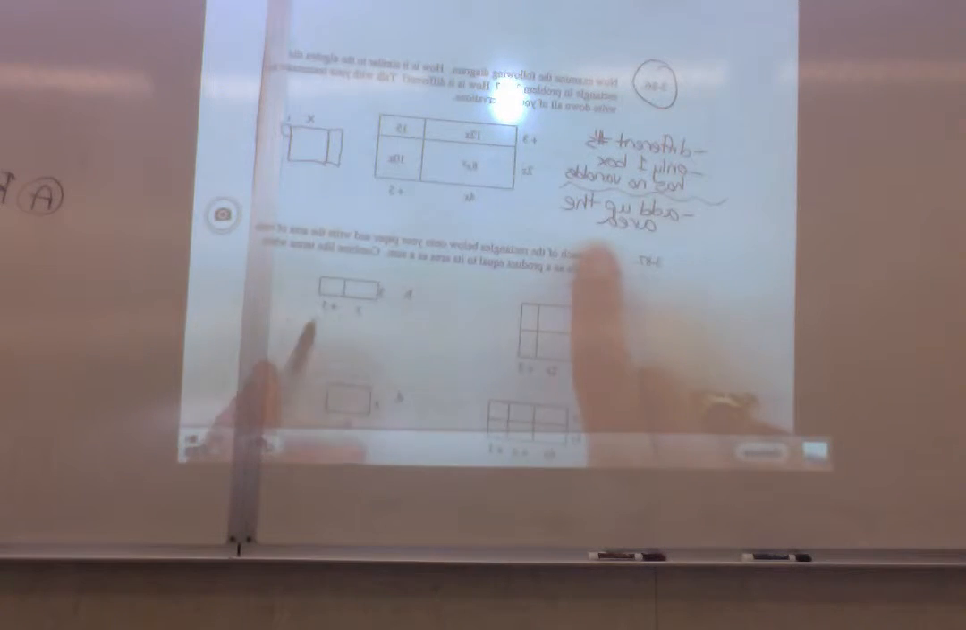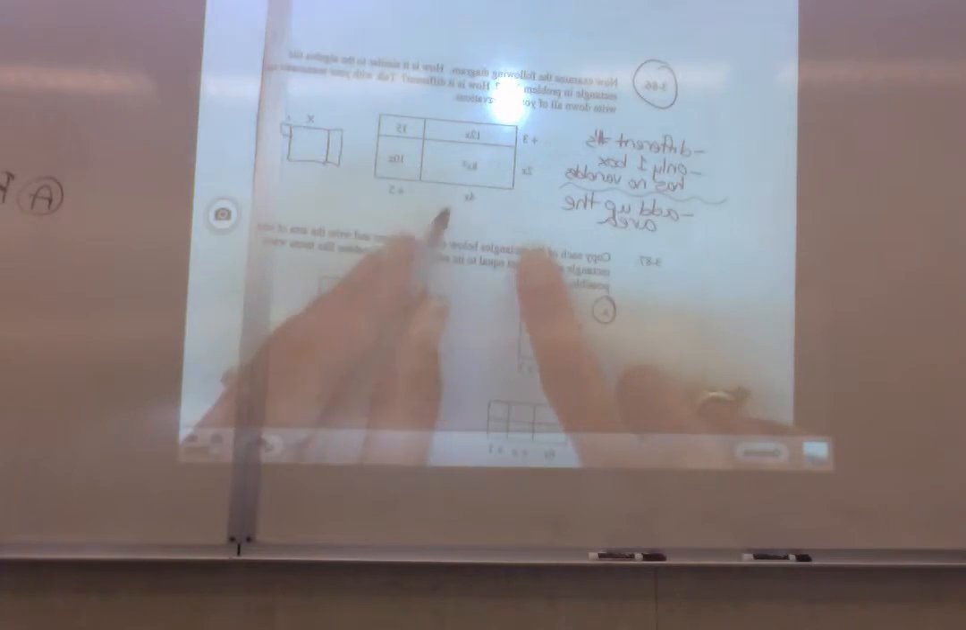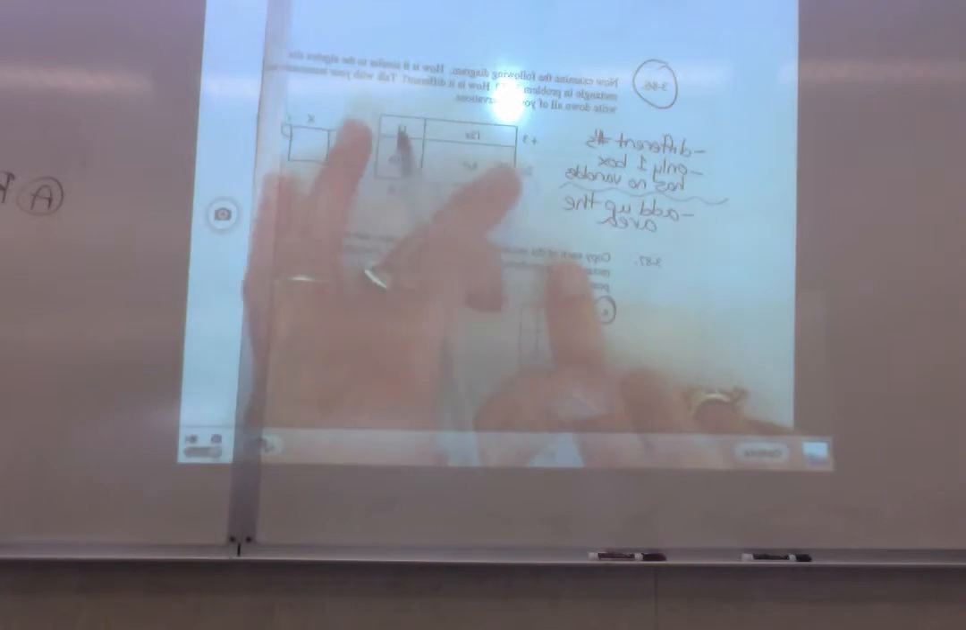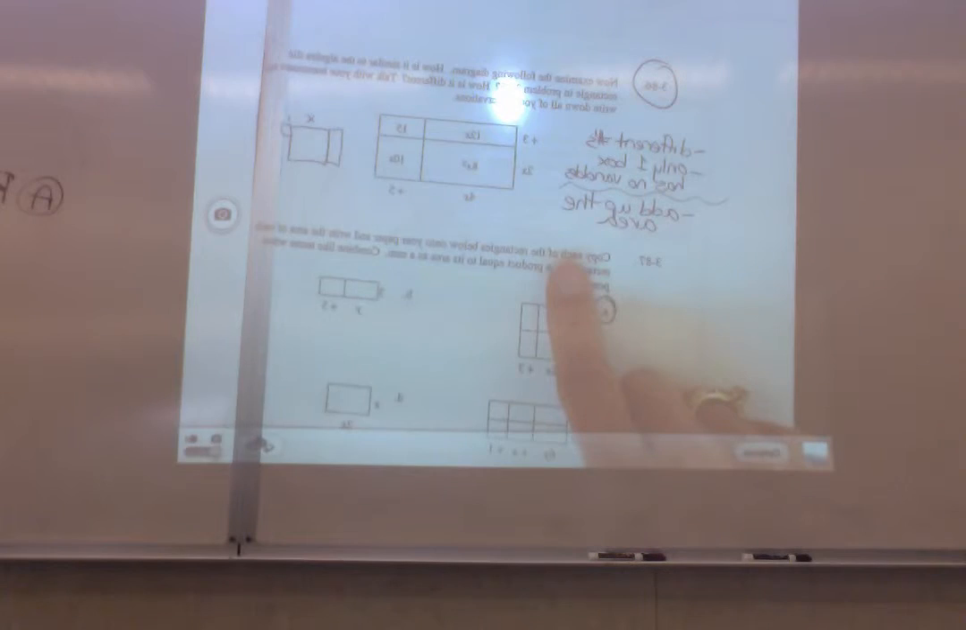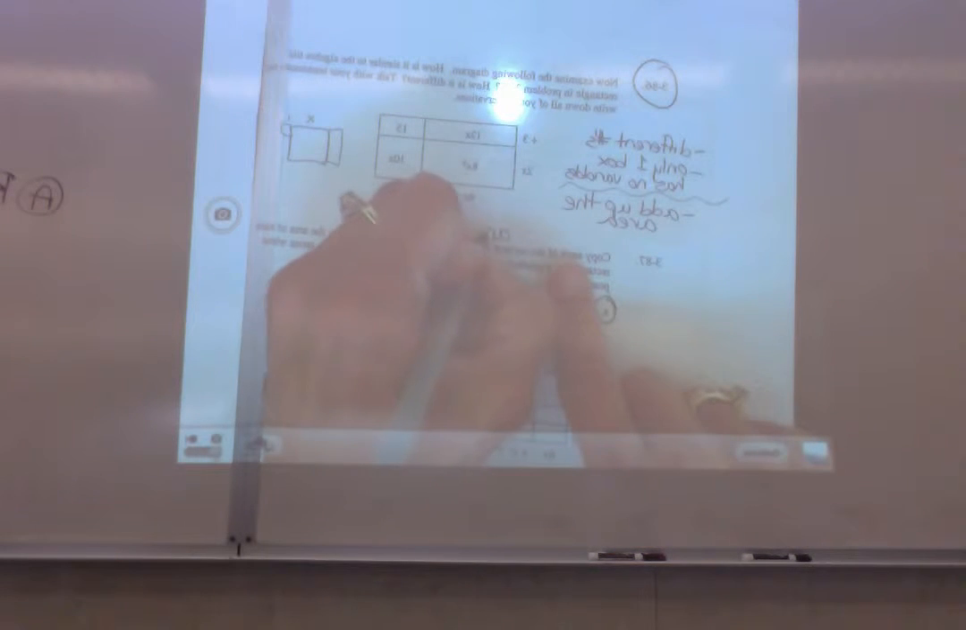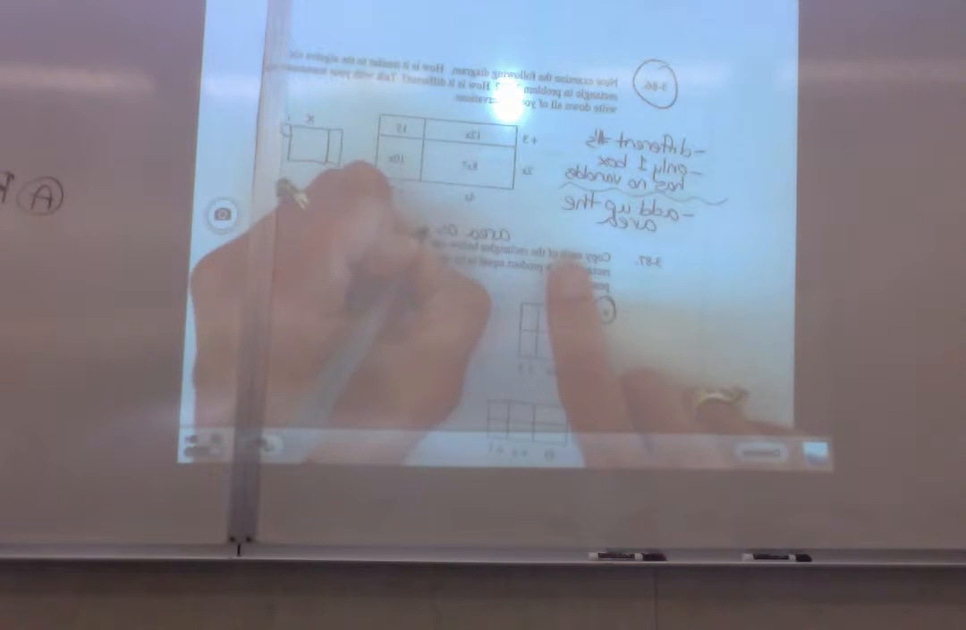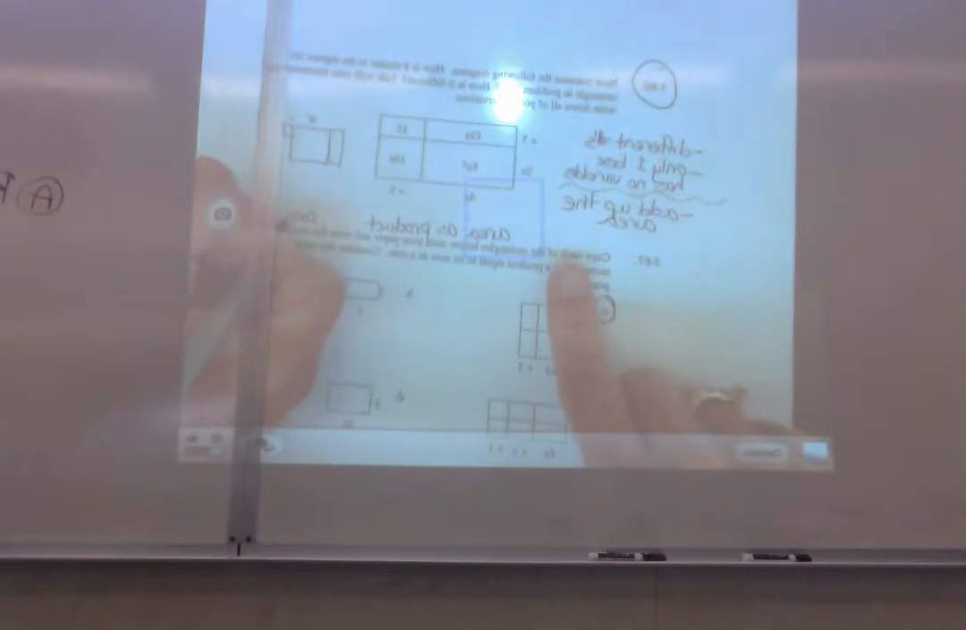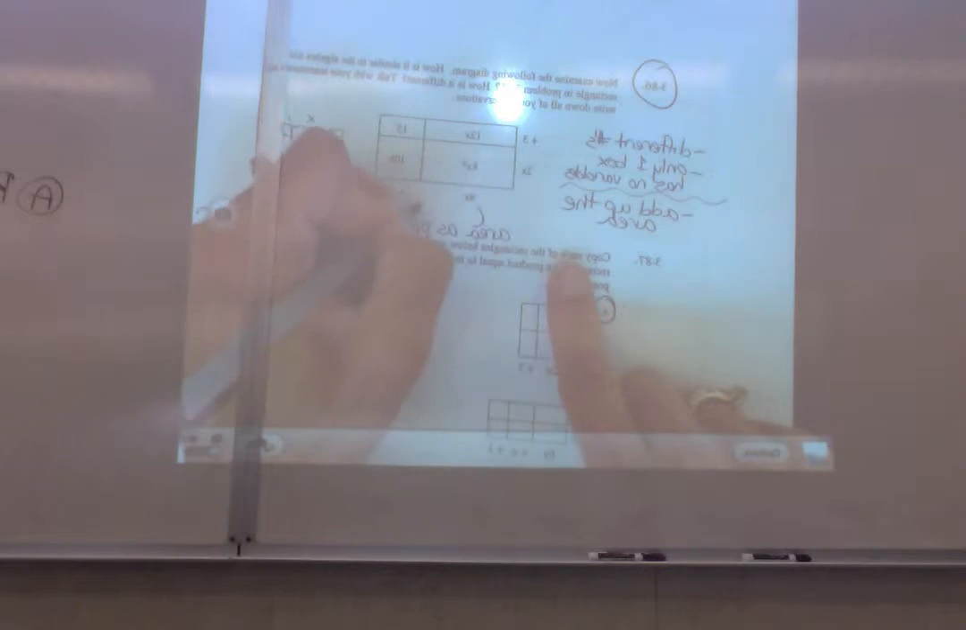Okay. Now, what I did notice is some people took this and went ahead and did area as a product and area as a sum. So let's look at that. Area as product. Area as sum. Now, for the area as a product, you're going to put things into parentheses.